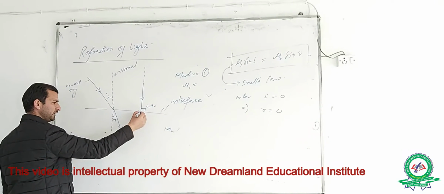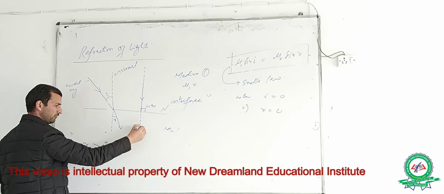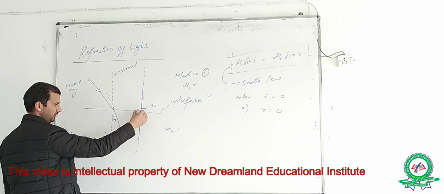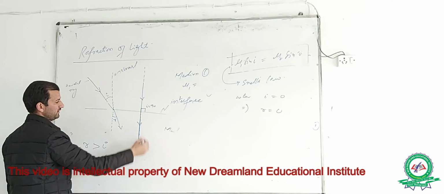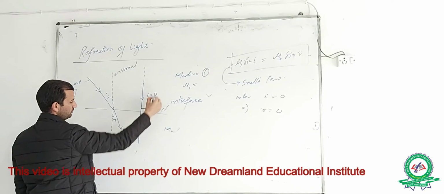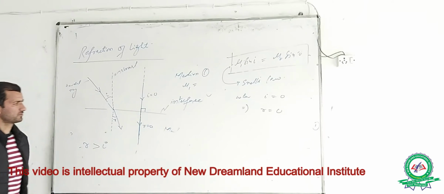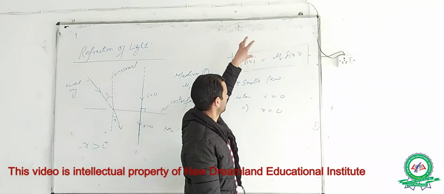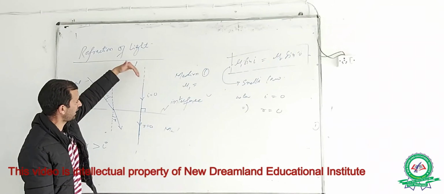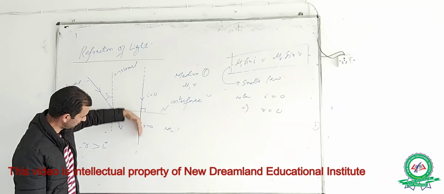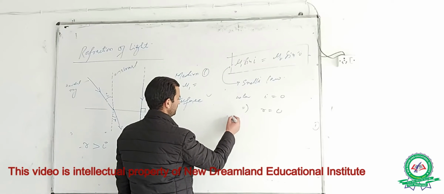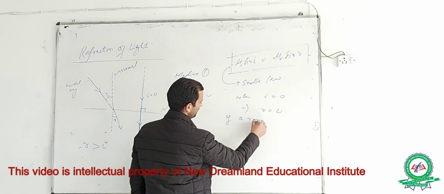So if i is 0, then r has to be 0. That is, for this ray of light the angle of refraction will also be 0. And angle of refraction 0 means it goes undeviated. So this ray of light will go undeviated. i is 0, not 90. So i is here 0 and r is also 0. So this follows from Snell's law: if i is 0, then r has to be 0. When will i be 0? When the incident ray is coming along the normal, it will refract along the normal, that is, it goes undeviated.